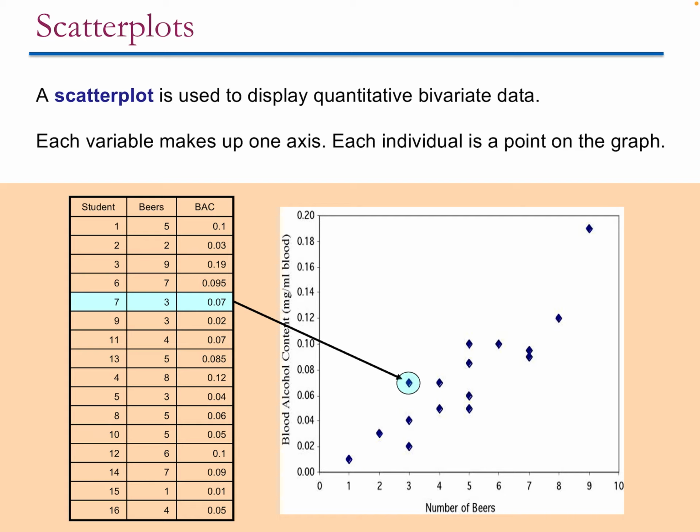Taking a look at this, it looks like as number of beers increases, so does blood alcohol content. We have a relationship here where as one variable increases, so does the other. Look at this data point here, for example, that's highlighted. That is 3 beers consumed at 0.07 blood alcohol content, something like that. That is this set of data right here. So we have student number 7 drank 3 beers, resulting BAC of 0.07. 3 beers, 0.07 BAC.